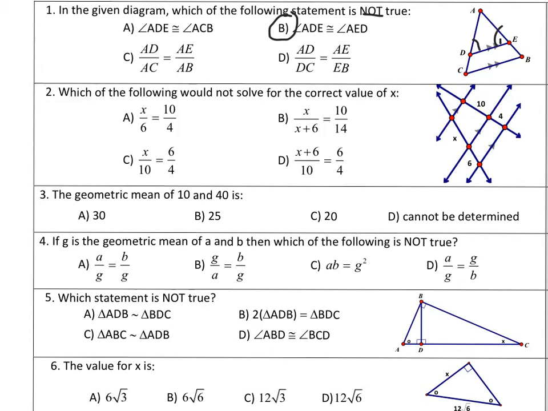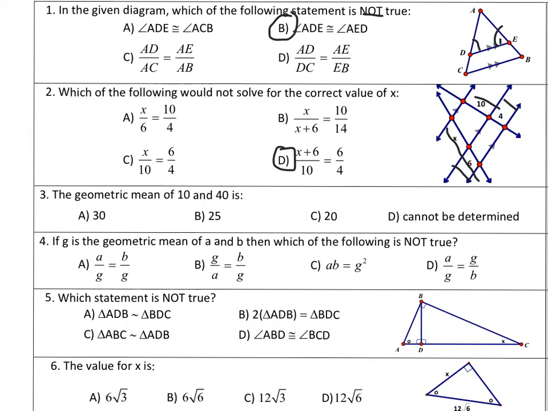In the next problem, which of the following would not solve for the correct value of x? The reason why the answer here is D is because we have to set up a correct, consistent comparison, but x plus 6 compared to 10 is 6 compared to 4. So that is clearly, as I mark that out, not a consistent comparison.